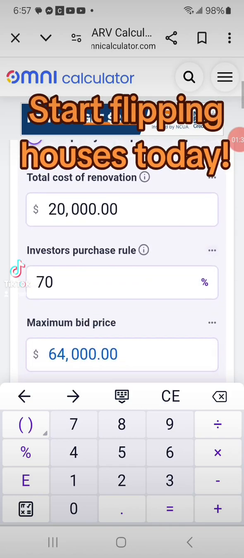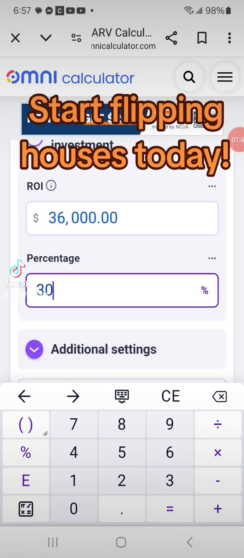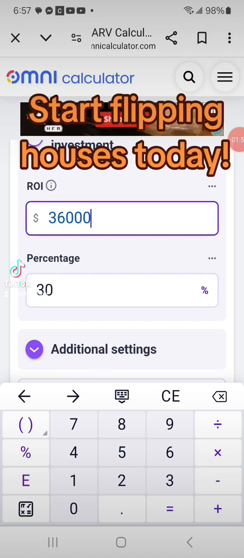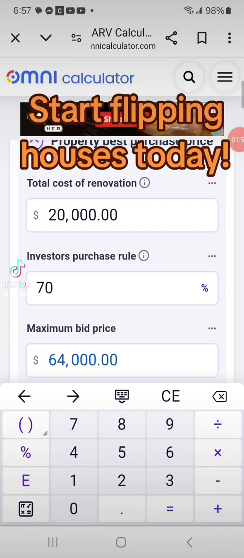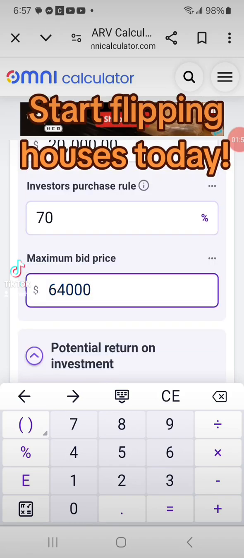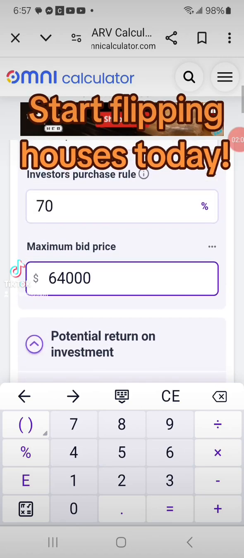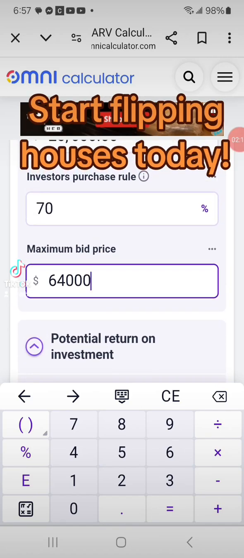You need to be able to buy that house that is for sale for 100,000 at 70% off so that you can make at least 30% return on your investment, which is about $36,000 to flip that house. So you put the number here, 70% off, and this is going to tell you how much you are supposed to offer the owner of the house so that you can end up making money. So you're not going in blind. This calculator is really going to tell you how much.